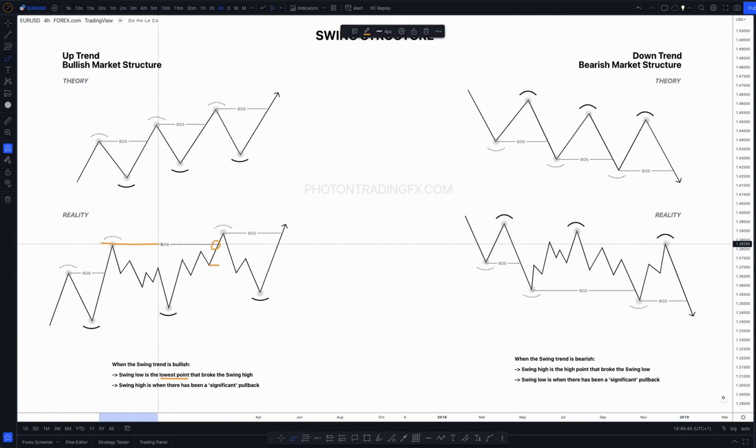Because obviously at this point, right, we're trading between this high and this low, and price pulls back and it does its thing and it messes around. But once we get that bullish break of structure and the swing trend continues to the upside, the low doesn't stay here. We need to find the new low. And the new low is the lowest point that broke the swing high. Okay, so when we look back, obviously we can see it's this low here.